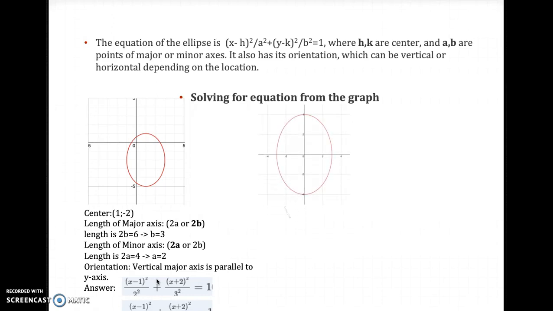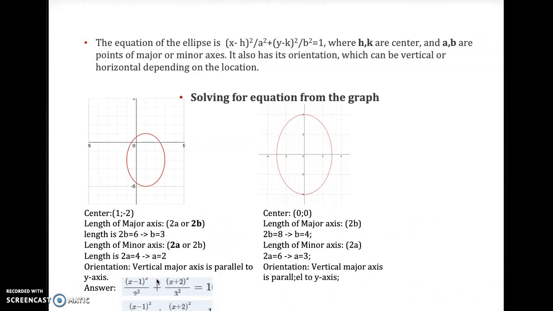So here is another graph. As we can see, our center is located at the point (0, 0). The length of the major axis is 2b since the vertical axis is the longest part. 2b equals 8 and b equals 4. The length of the minor axis is 2a. 2a equals 6 and a equals 3. Orientation is vertical, the major axis is parallel to the y-axis. So the answer is going to look like this: y squared over 16 plus x squared over 9 equals 1.